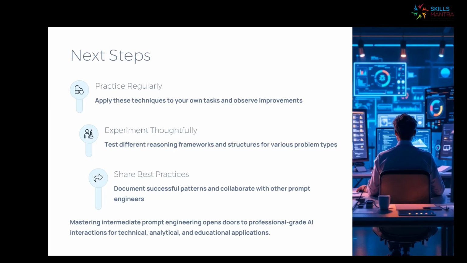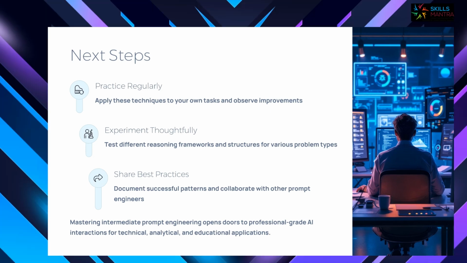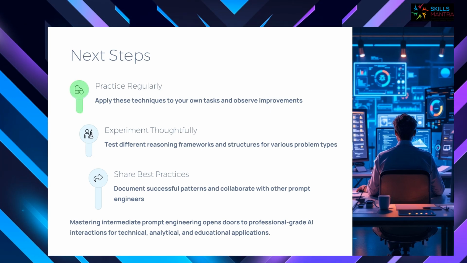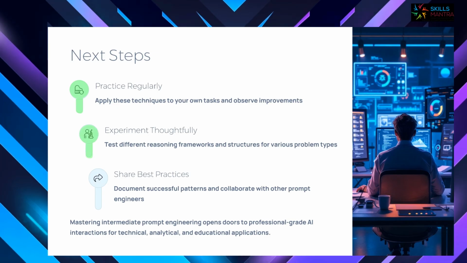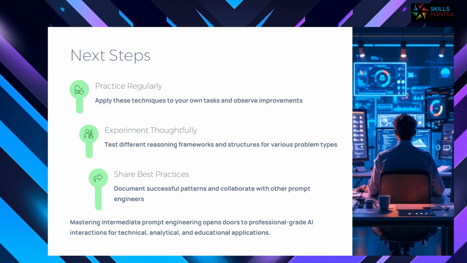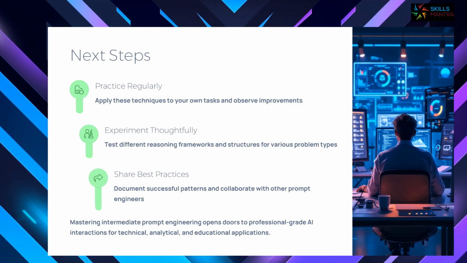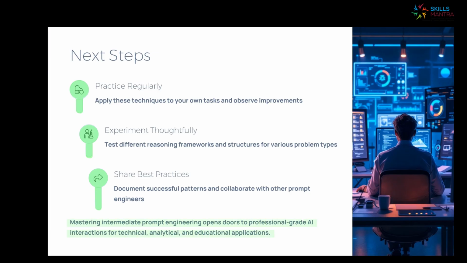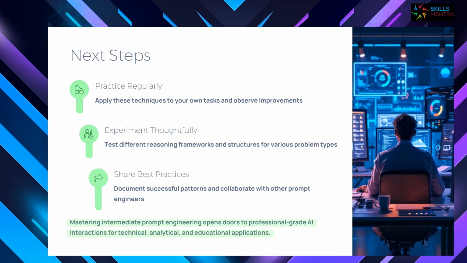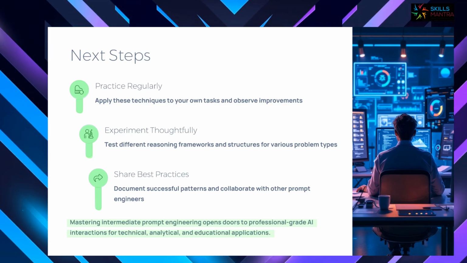To continue improving your prompt engineering skills, follow these steps. Practice regularly by applying these techniques to real tasks. Experiment thoughtfully by testing different reasoning frameworks and structures. Share best practices with others by documenting successful prompt patterns. Mastering intermediate prompt engineering enables professional-grade AI interactions for technical, analytical, and educational applications.